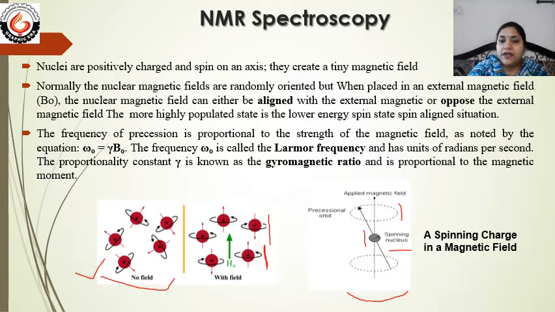As noted by the equation, omega 0 is equal to gamma B naught. The frequency omega 0 is called the Larmor frequency. Gamma is a constant here and has units of radians per second. The proportionality constant gamma is known as the gyromagnetic ratio and is proportional to the magnetic moment of the nuclei. Clear?